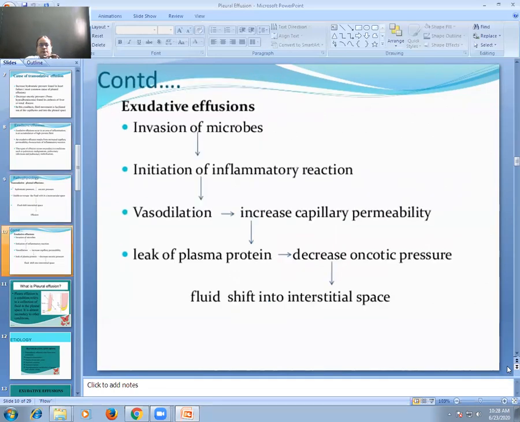Exudative type of effusion: invasion of microbes, meaning as a result of infection, either acute or chronic. These microbes or bacteria initiate the inflammatory reaction. This inflammatory reaction causes vasodilatation and increased capillary permeability. Then leaking of the plasma protein results in further decrease in oncotic pressure and fluid shift into the interstitial spaces. So increased capillary permeability, increased secretion, loss of proteins, decreased oncotic pressure, all this results in exudative effusion. So it is always an inflammatory process, occurring in inflammation of the pleura.